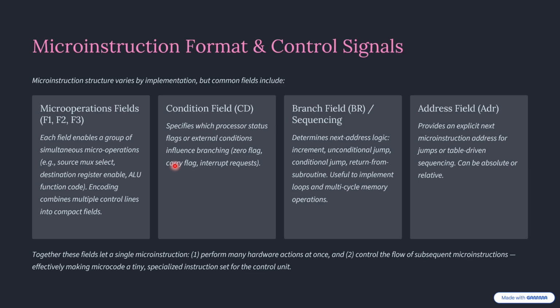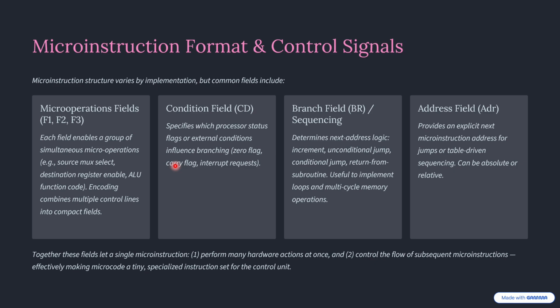Microinstruction format and control signals. Microinstruction structure varies by implementation but common fields are included. Microinstruction fields F1, F2, F3, etc. Each field enables a group of micro-operations. Example: source select mux, destination register enable, ALU function code. Encoding combines multiple control lines into compact fields.